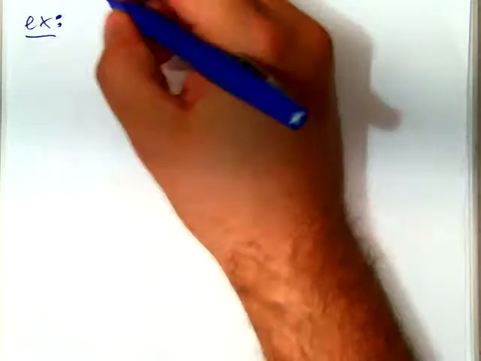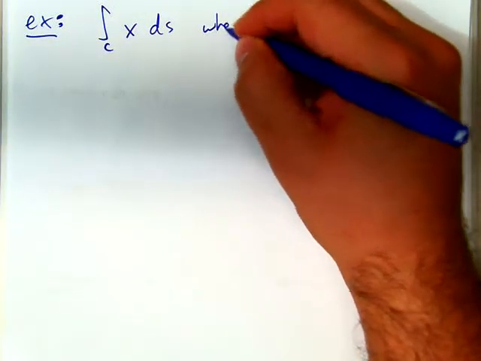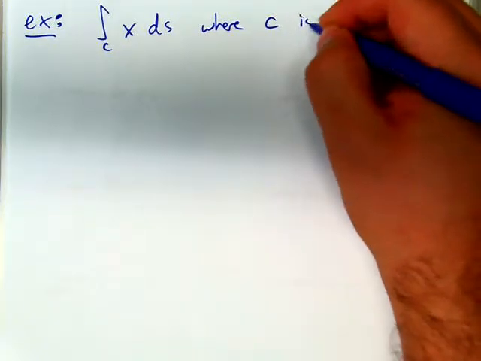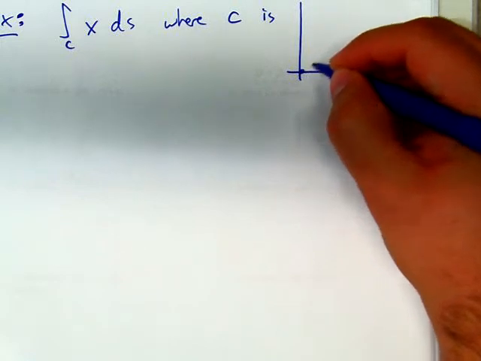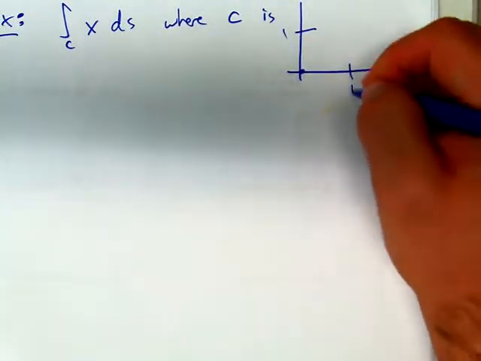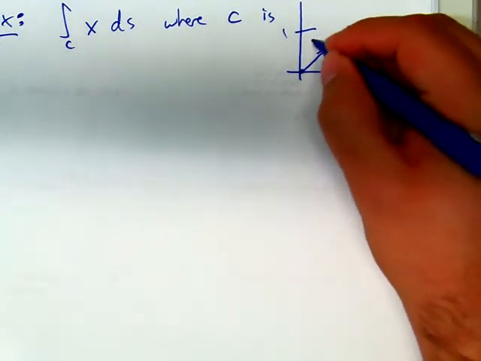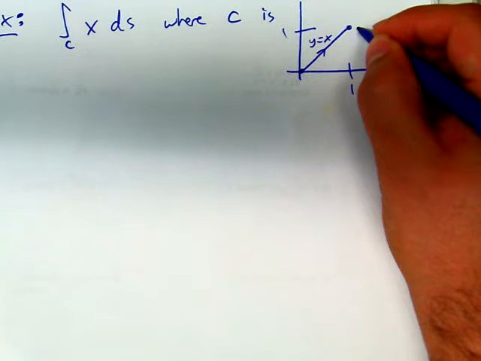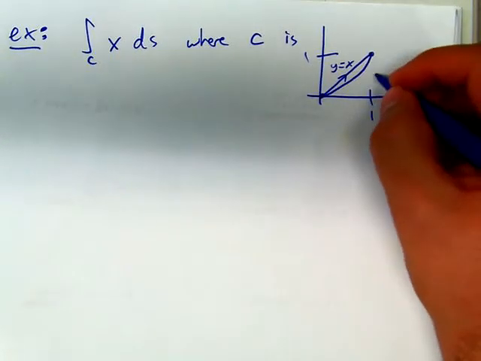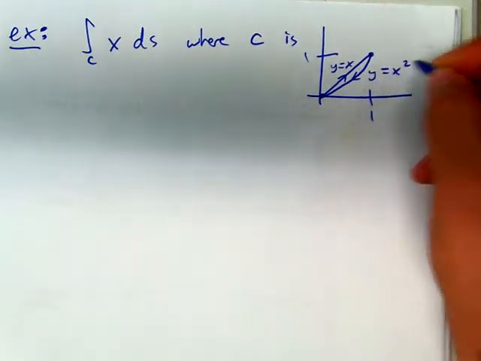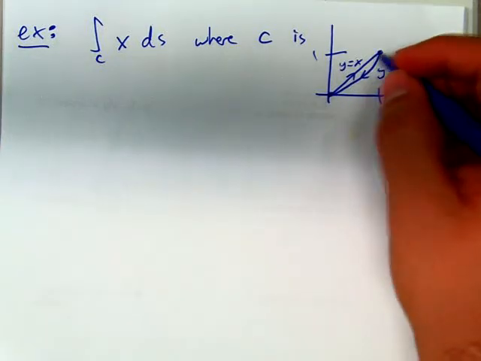So let's say we wanted to find the line integral of x ds where the path C is represented by this path, where we go from 0, 0 to 1, 1. So we go along the line y equals x to get to the point 1, 1, but then on the way back we go along the line y equals x squared. Okay? The idea behind this example is that there's actually two ways that you can do this.